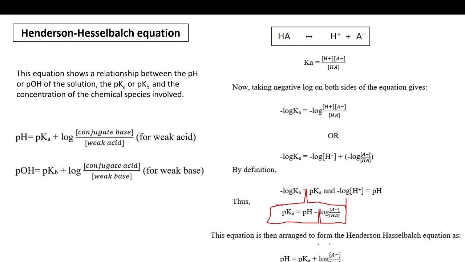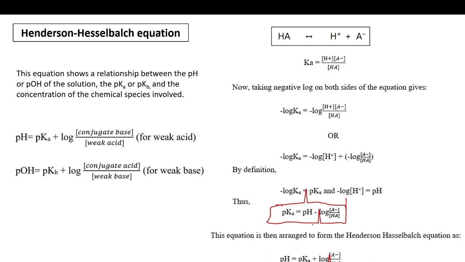Now the equation is rearranged to form the Henderson-Hasselbalch equation. We take pKa to this side and pH to this side. When we change the sign, pH becomes positive, that is pH equals pKa plus log of A divided by HA. So this will be your equation.